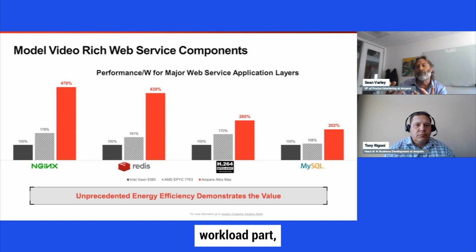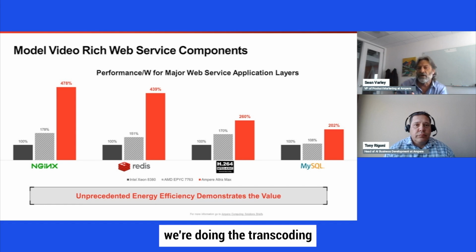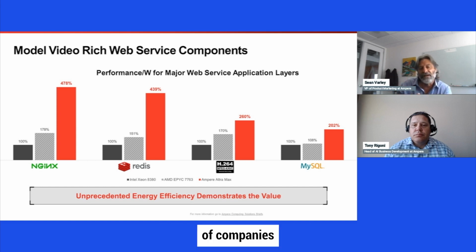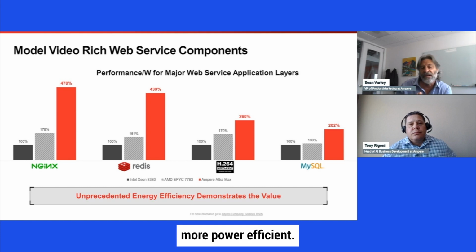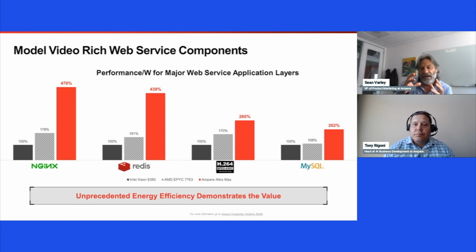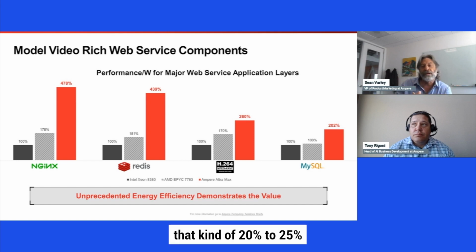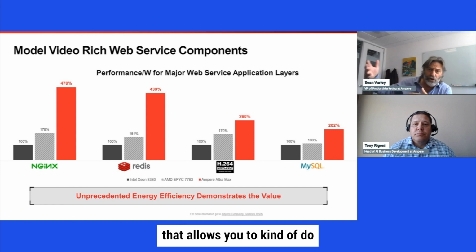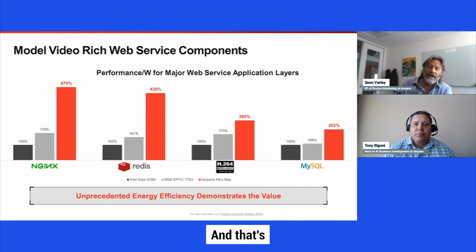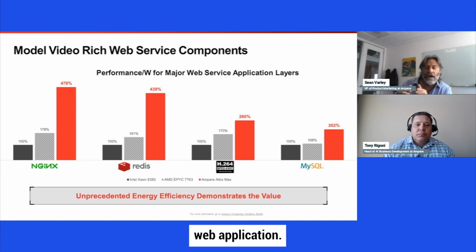To round out my video workload part, we're going to be doing some transcoding here. Now, in this case, we're doing the transcoding on the actual CPU for this particular example, but you could use an even more power efficient technology like NetInt. This is one of the reasons why we're such good partners and such a good pairing of companies, is because we're both producing silicon technology that can actually make the whole solution more power efficient. I actually used H.264 here to build out that 20 to 25% of the total capacity of this workload that is doing actual video transcode. And then finally, you have a backend in MySQL that allows you to do persistent storage, which is of course required, and that's a major element of this kind of tiered web application.